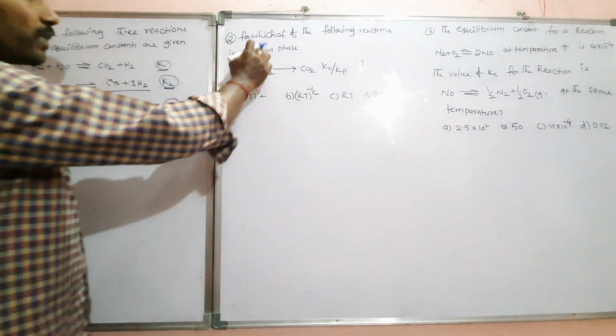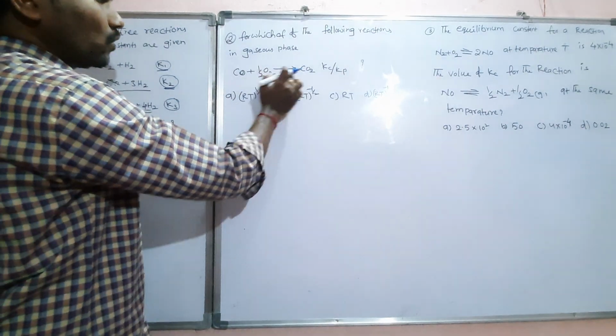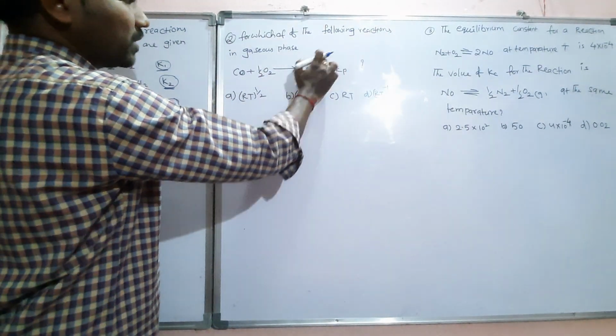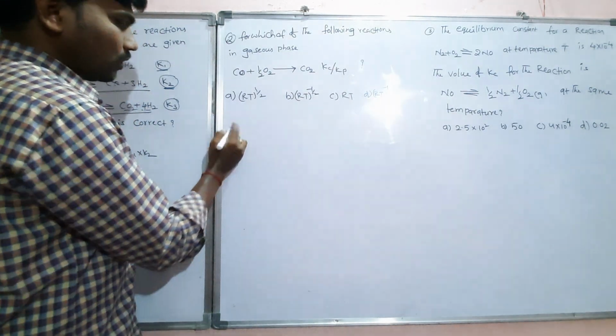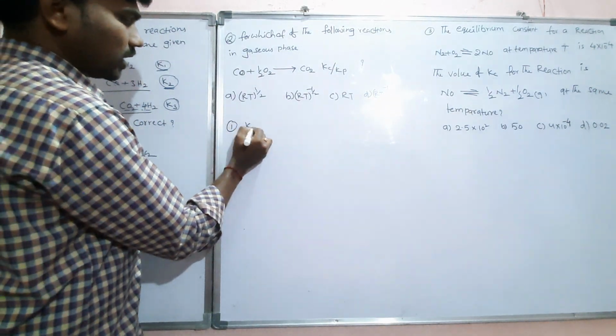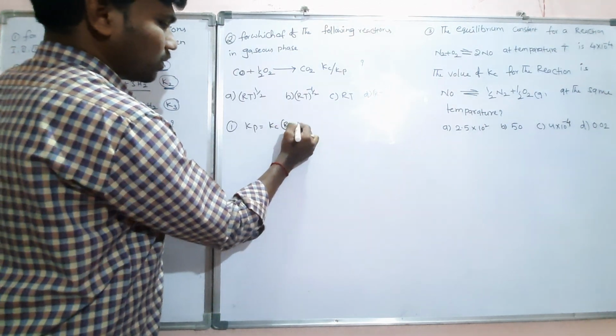Next question: for the reaction in gaseous phase, CO plus half O2 gives rise to CO2, the relation between Kc and Kp, the Kc by Kp ratio, they are asking. We already know the relation between Kc and Kp. Kp is equal to Kc into RT whole to the power of delta n.